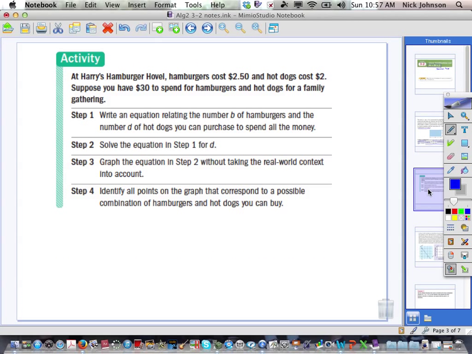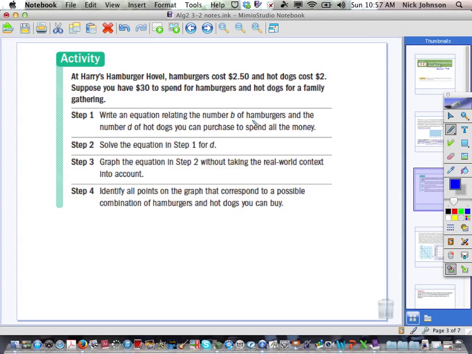Activity. At Harry's Hamburger Hovel, hamburgers cost $2.50 and hot dogs cost $2. Suppose you have $30 to spend for hamburgers and hot dogs for a family gathering. Step 1 says, write an equation relating the number B of hamburgers and the number D of hot dogs you can purchase to spend all the money.